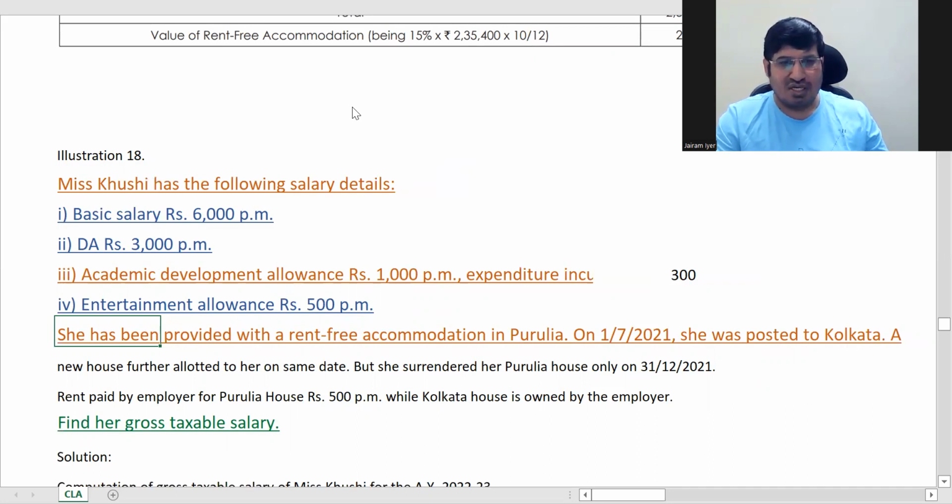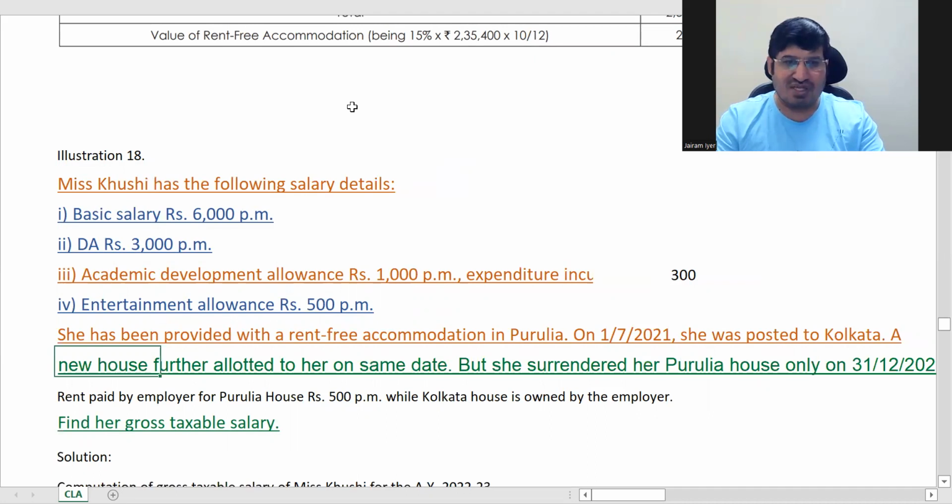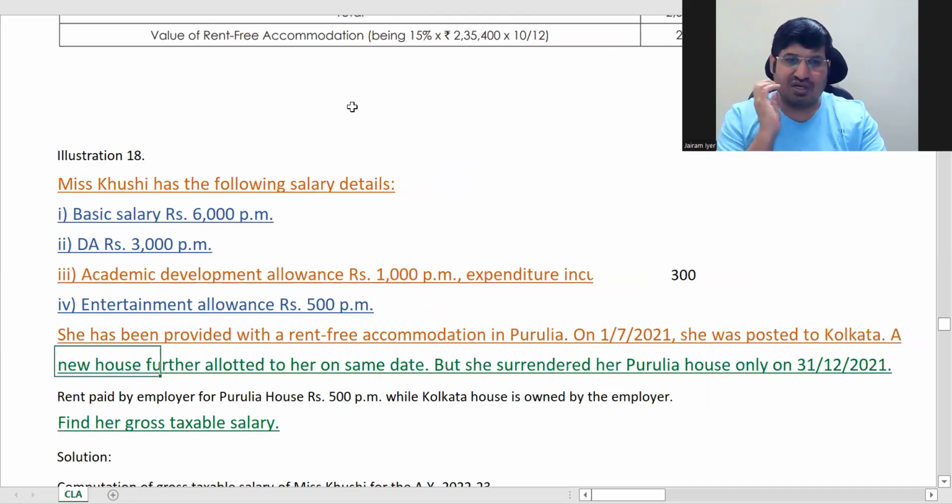Okay, and then in Kolkata, a new house was further allotted to her on the same date, that is on 1-7. Right? But she surrendered the Purulia house only on 31-12. So she was posted to Kolkata on 1-7, that is July. So July, August, September, for 90 days, it is exempt, right? She can use both houses. Till September, it's okay. But for October, November, December, she will have to pay rent for both houses. Clear? Okay.